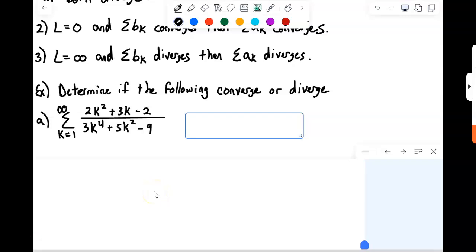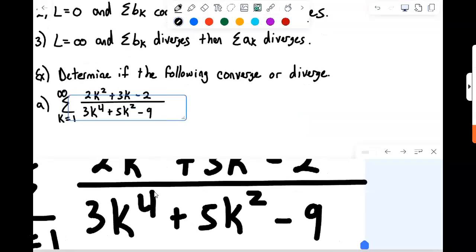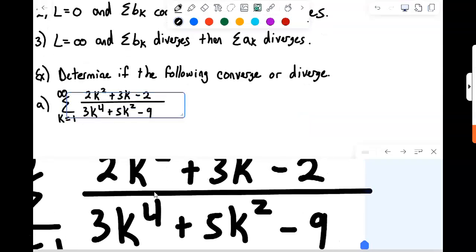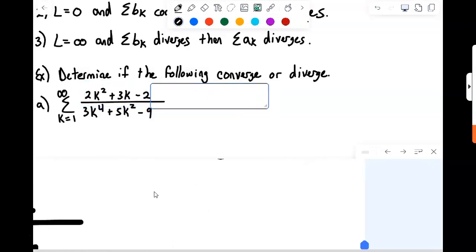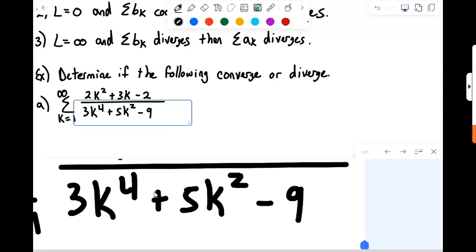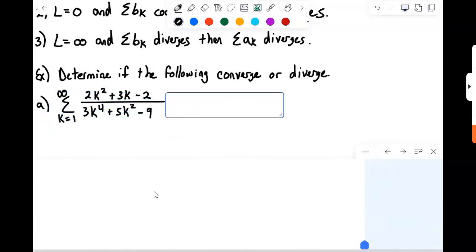Okay, so we're ready now to look at implementing the limit comparison test. Here we consider this rational function, 2k squared plus 3k minus 2 over 3k to the fourth plus 5k squared minus 9, as k goes from 1 to infinity.